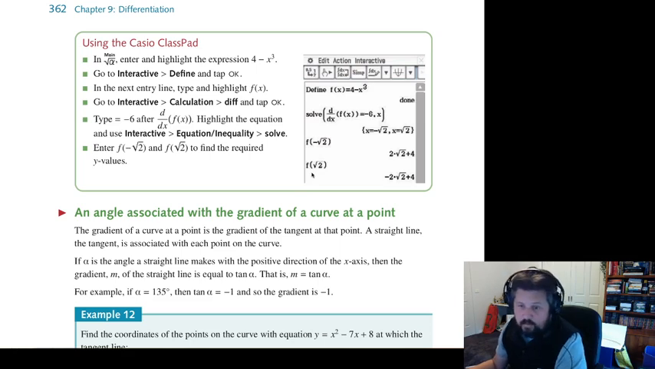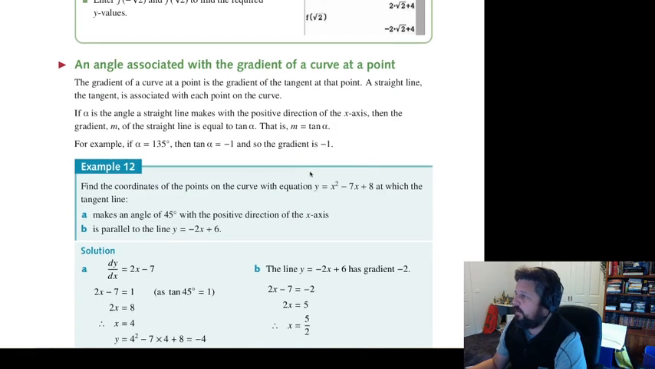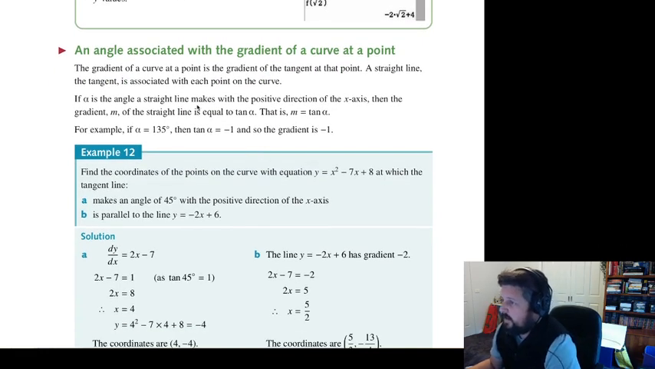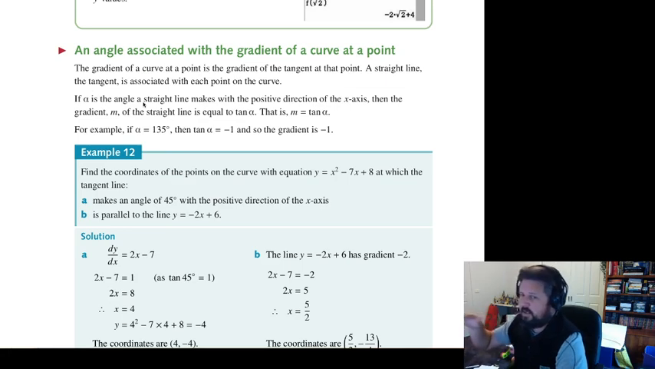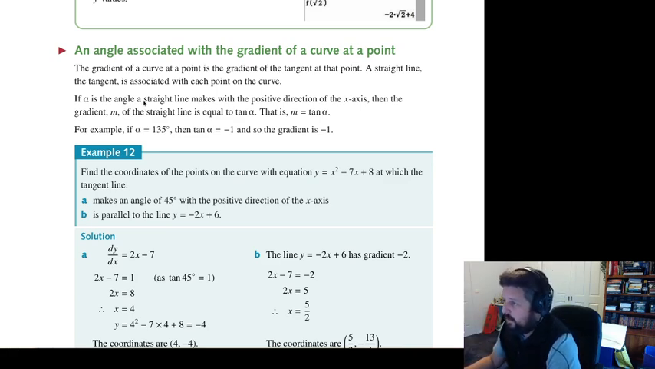Alrighty, another important thing that sometimes is overlooked is the angle associated with the gradient of a curve at a point. What it says here is the gradient of a curve at a point is the gradient of the tangent at that point. So a straight line, the tangent associated with each point on the curve. It says here, if alpha is the angle a straight line makes with the positive direction of the x-axis, then the gradient m of the straight line is equal to tan alpha. And here's the equation for that. The gradient is equal to tan alpha.